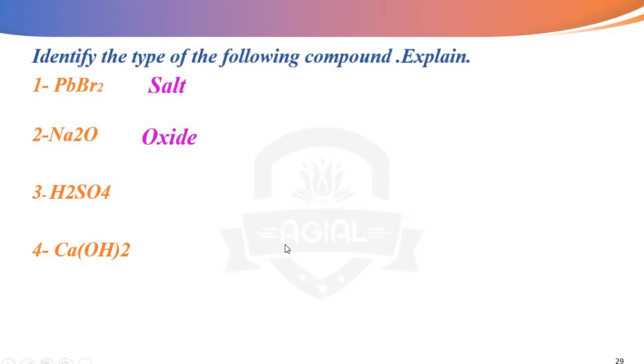Number 3, sulfuric acid. Yes, acid, due to the presence of positive hydrogen ion. Number 4, calcium hydroxide. It's a base, due to the presence of a negative hydroxide ion.